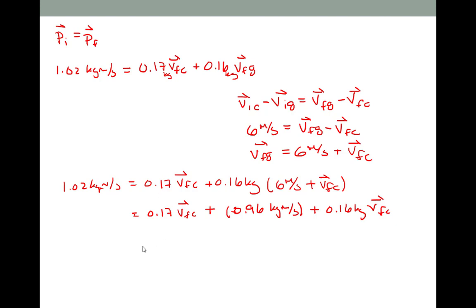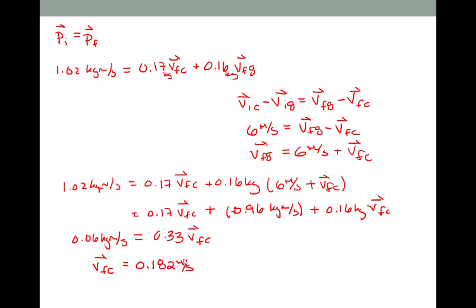Again, collecting like terms, 1.02 minus 0.96 is 0.06 kilogram meters per second, which equals 0.33 times the final velocity of the cue ball. And if I divide that out, I get the final velocity of the cue ball is 0.182.